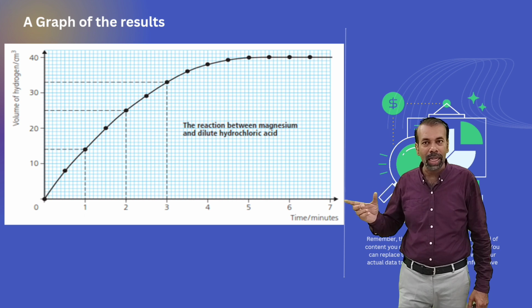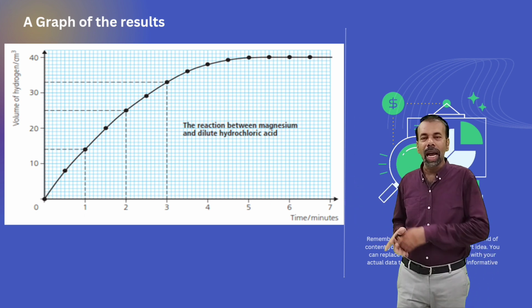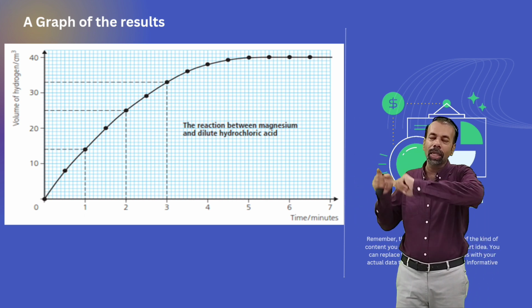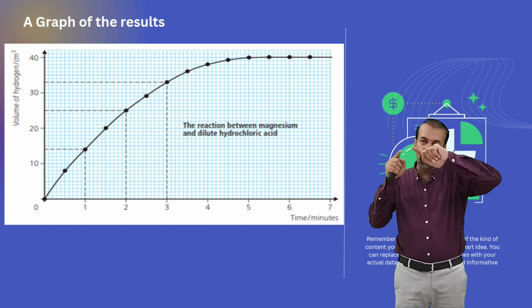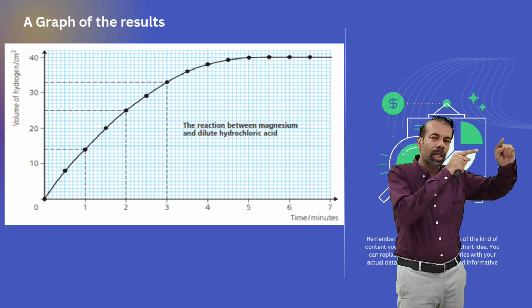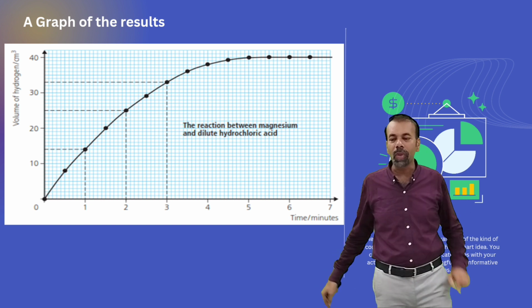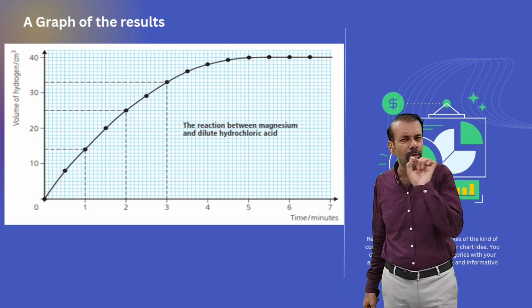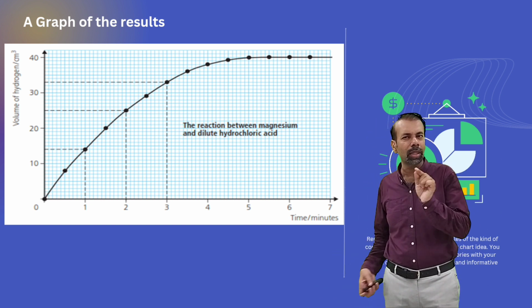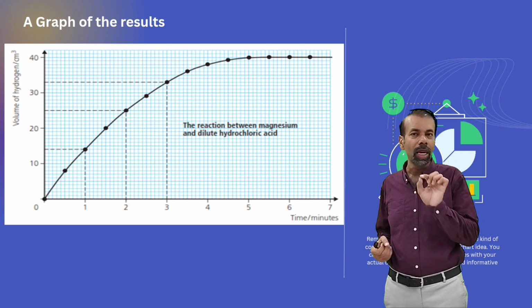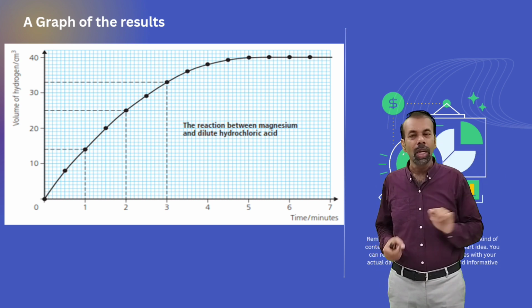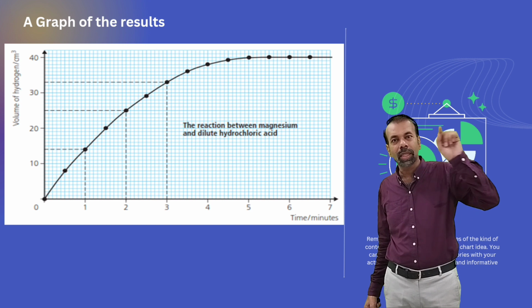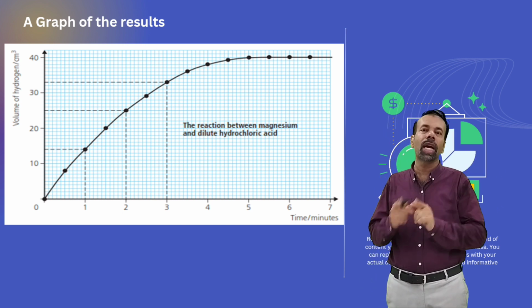You have time on one axis and volume on the other axis, and look at the plot. You get a very sharp increase, and then your curve becomes smooth. When the line becomes straight, at that point, the reaction completes. Okay, when there is no change in the volume. So this line tells us about the rate of reaction.